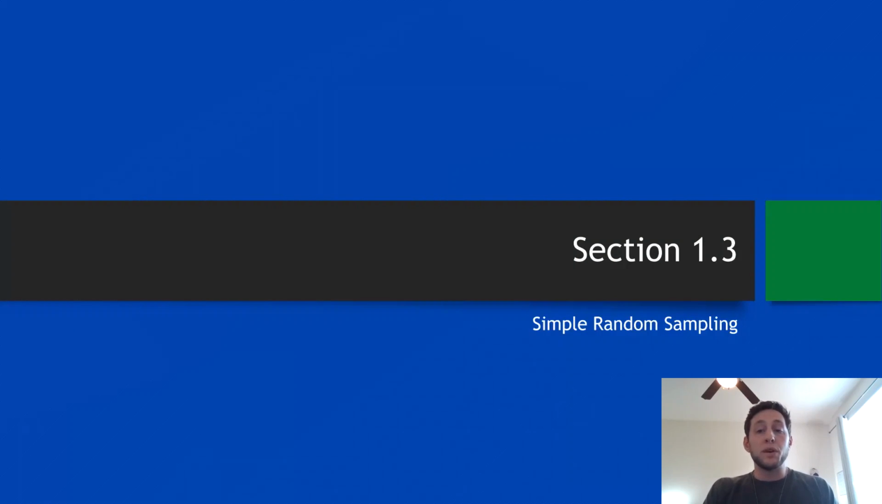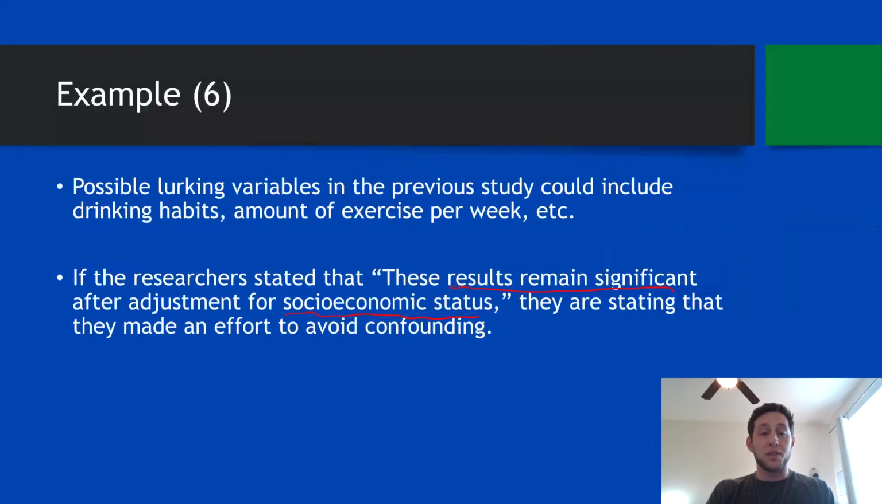That concludes 1.2, which is all about observational studies versus designed experiments and the variables that you will encounter when doing such. So let me know if you have any questions. Other than that, good luck.